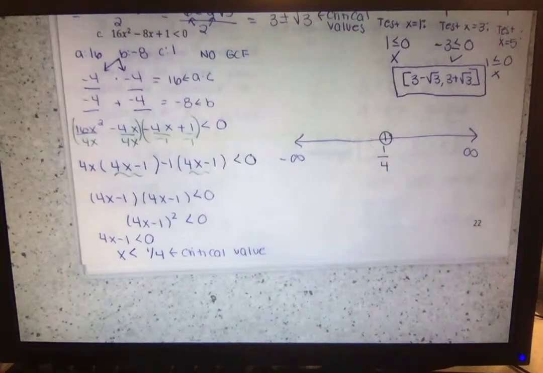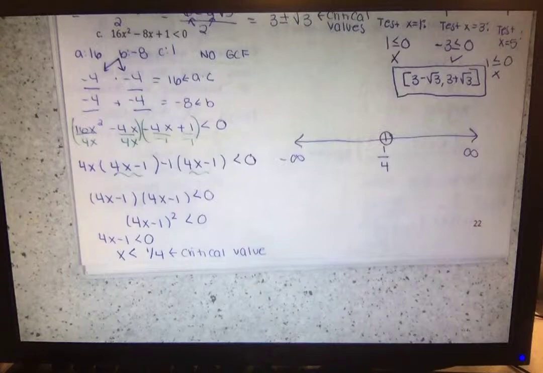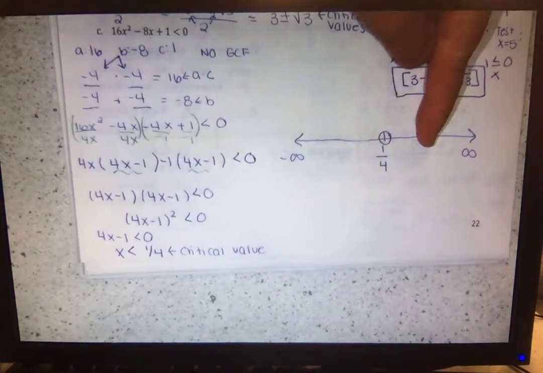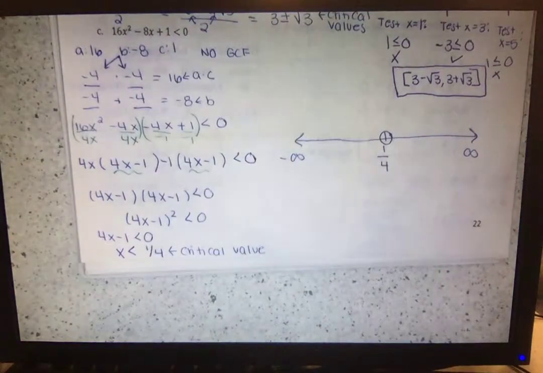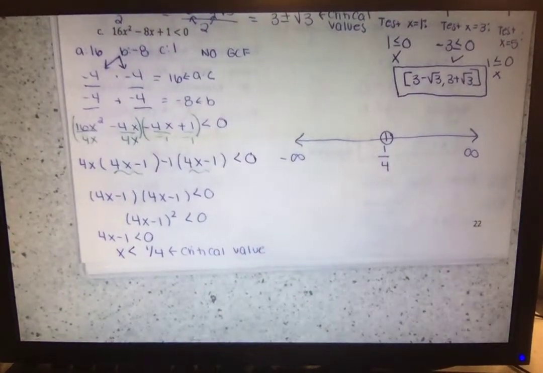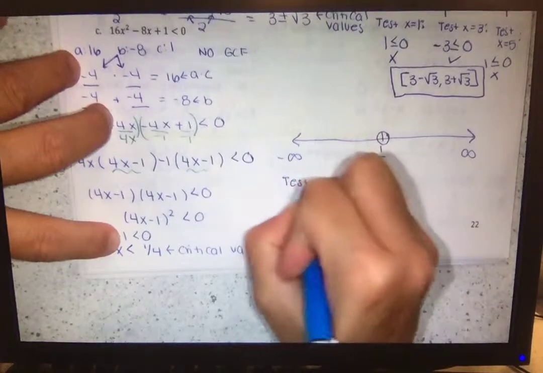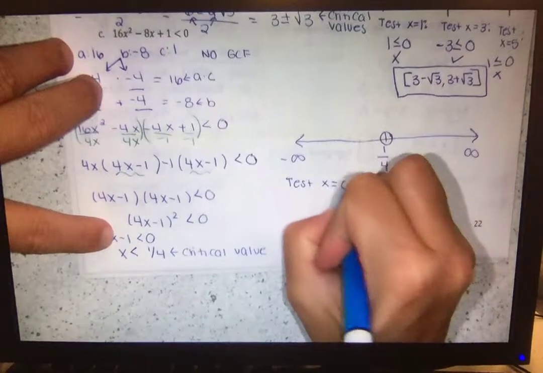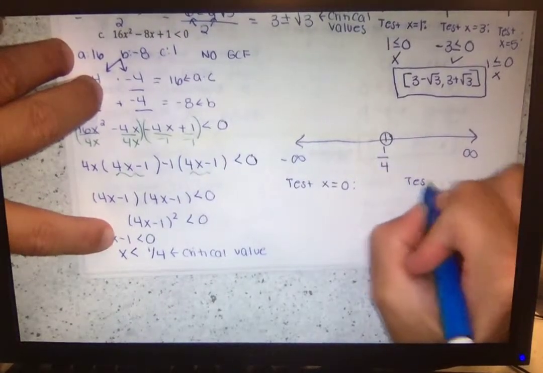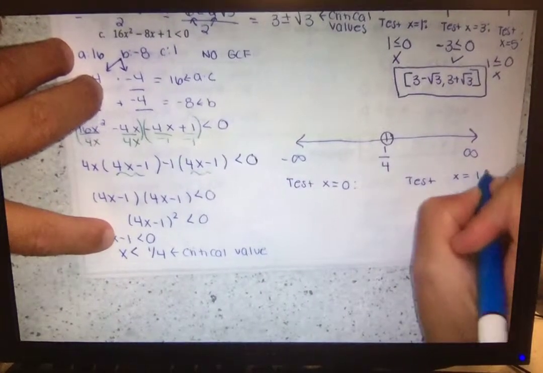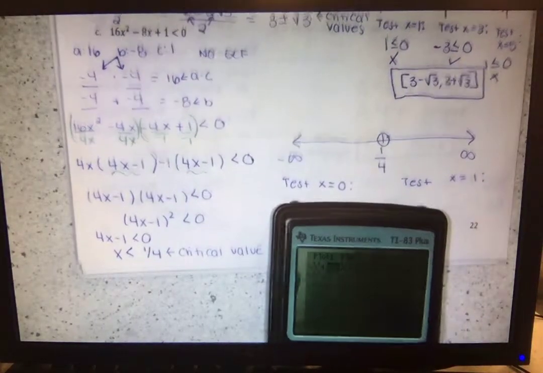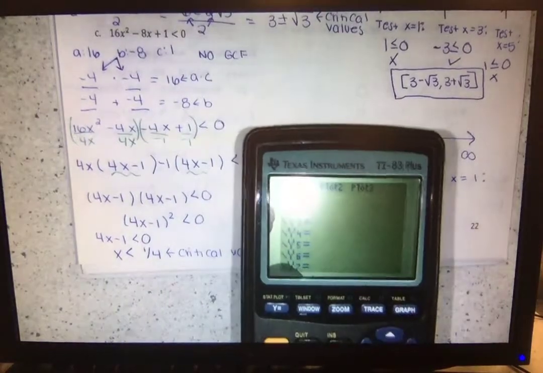So we're going to show that using an open circle. So this critical value gives us 2 parts to our graph, from -infinity to 1/4, and then from 1/4 to positive infinity. So we have 2 sections of the graph we're looking to test to see if they work. So testing a number, what do you want to test between -infinity and 1/4? 0. What do you want to test between 1/4 and positive infinity? 1. Sure. Why not?